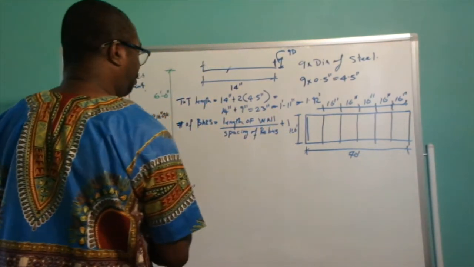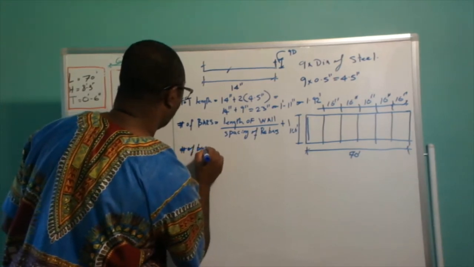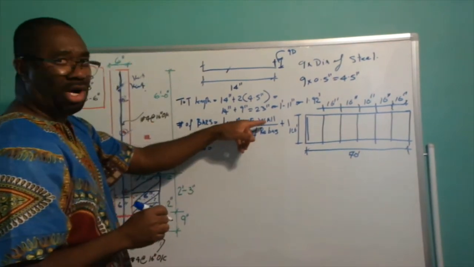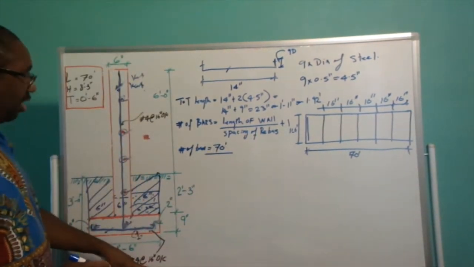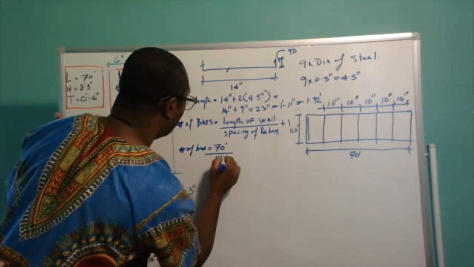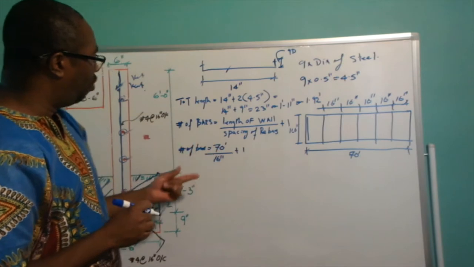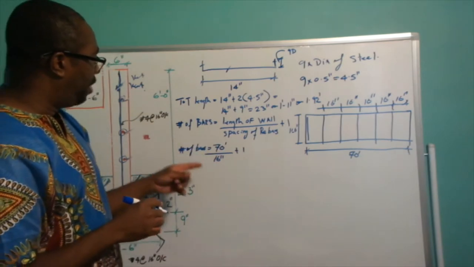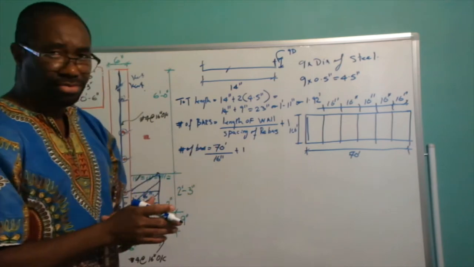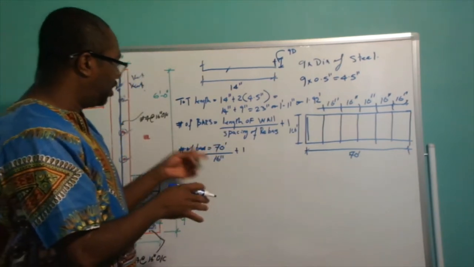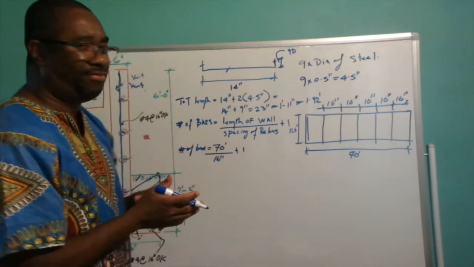Therefore, the number of bars is going to equal the length of the wall, which is 70 feet, divided by the spacing, which is 16 inches, plus 1. But if you look at this, we have the length of the wall in feet and the spacing of the rebars in inches. So we can do one of two things. We can either convert this 70 feet to inches, or we can convert this 16 inches to feet to do the calculation. For ease of calculation, I'm going to convert this 70 feet into inches.